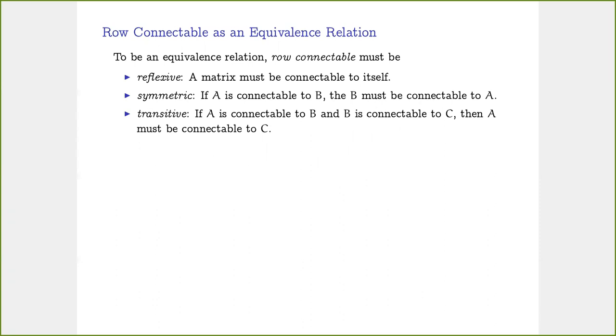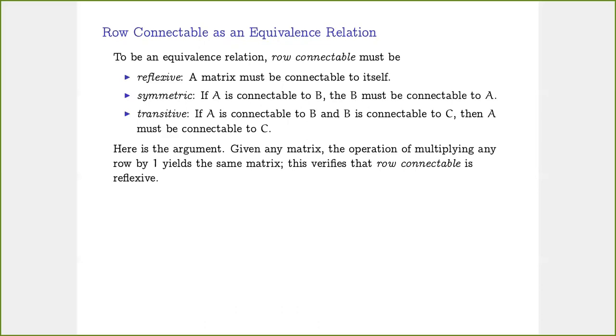Okay, so let's sketch this idea that row connectability is an equivalence relation. To be an equivalence relation, row connectable must be reflexive. A matrix must be connectable to itself. It has to be symmetric. That is, if A is connectable to B, then B must be connectable to A. It must be transitive. If A is connectable to B and B is connectable to C, then A must be connectable to C. Here's the argument.